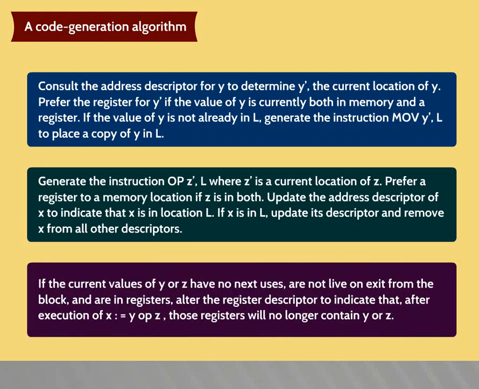If the current values of y or z have no next users, are not live on exit from the block, and are in registers, alter the register descriptor to indicate that after execution of x = y op z, those registers will no longer contain y or z.